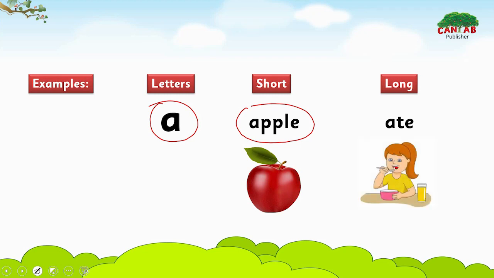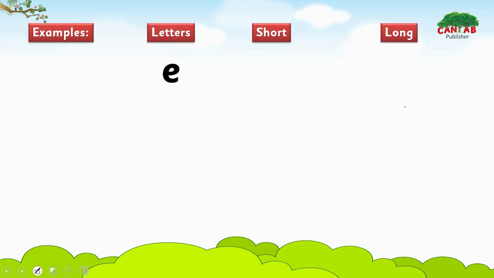The next example is ate. Here A sounds longer, and that is why they are called long vowels. Let's again repeat. A, apple, ate. So you have heard that the pronunciation of ate has more space. That is why ate is termed as a long vowel. The second one, E.